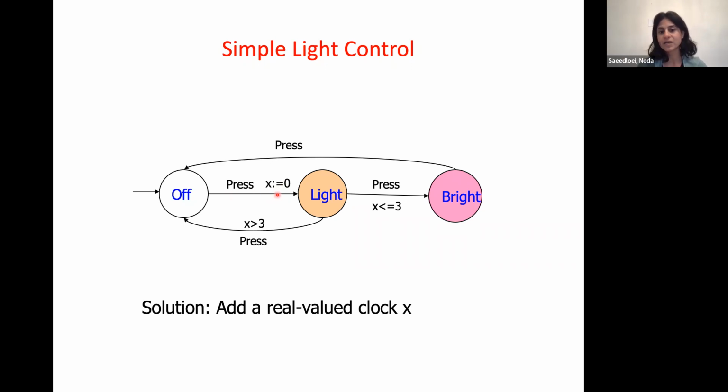I have clock X. With the first transition, clock X is reset to 0, so it starts ticking at the same rate as the wall clock. Now, the automaton switches to mode light, and if I issue press once more within 3 units of the time that the clock was reset, which means the time of the first press, then the switch becomes bright. Otherwise, if more than 3 units of time have elapsed, then the light becomes off.